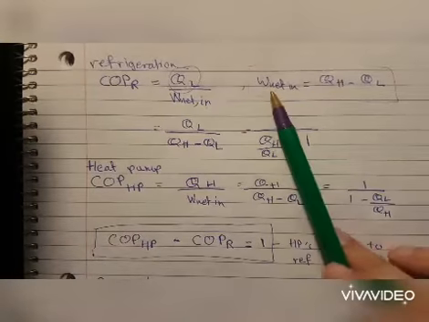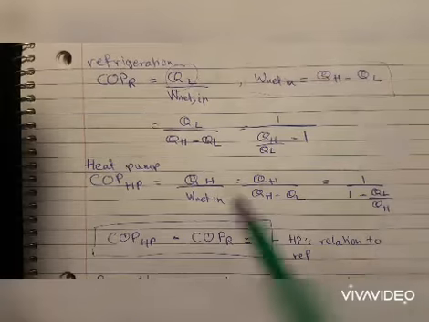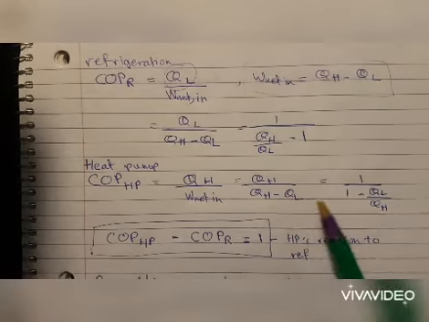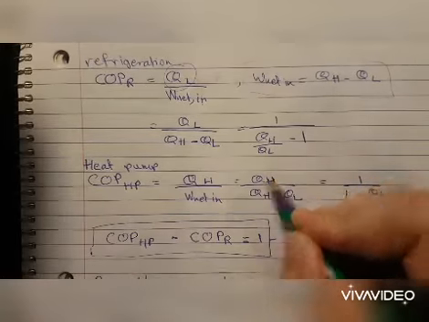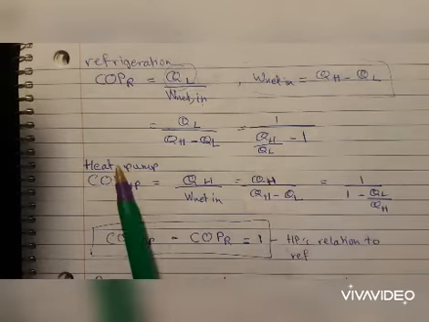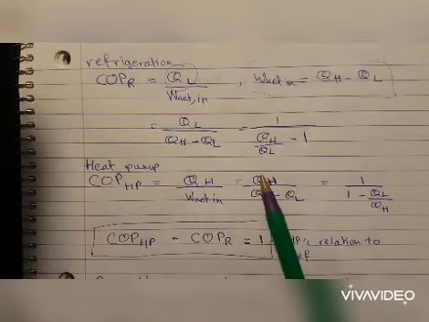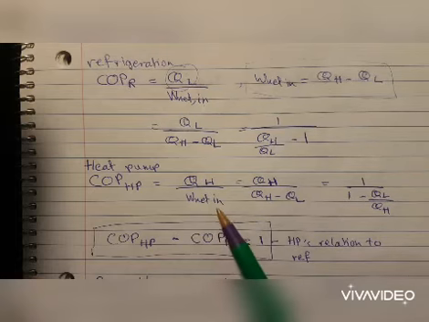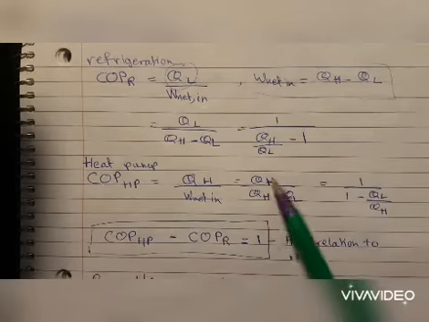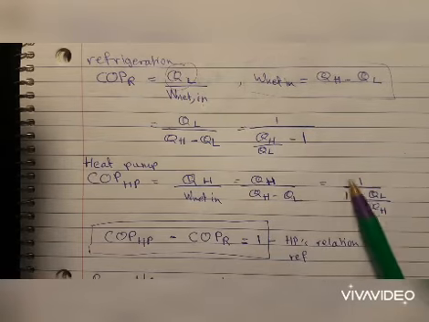Once we have our work net in as QH minus QL, we just sub that in again over here and simplify it. This is QH, this is not plus 1, this is QH, because QH is what we're looking for in a heat pump. This is our desired output, and this is our input, the work net in, what's going into our system to have the desired output. So we simplify it, and this is what we get.